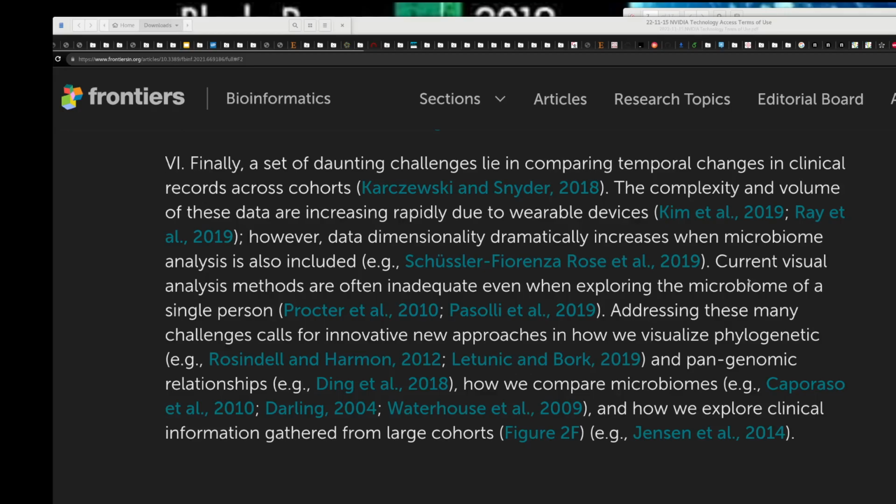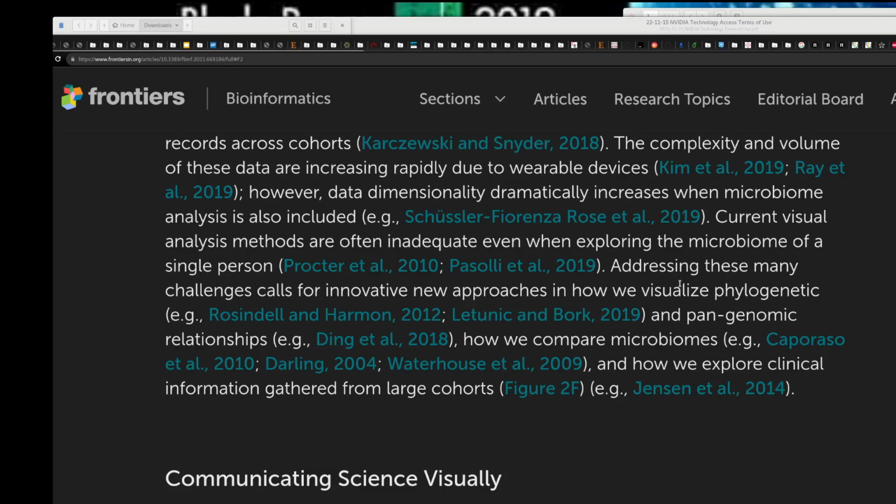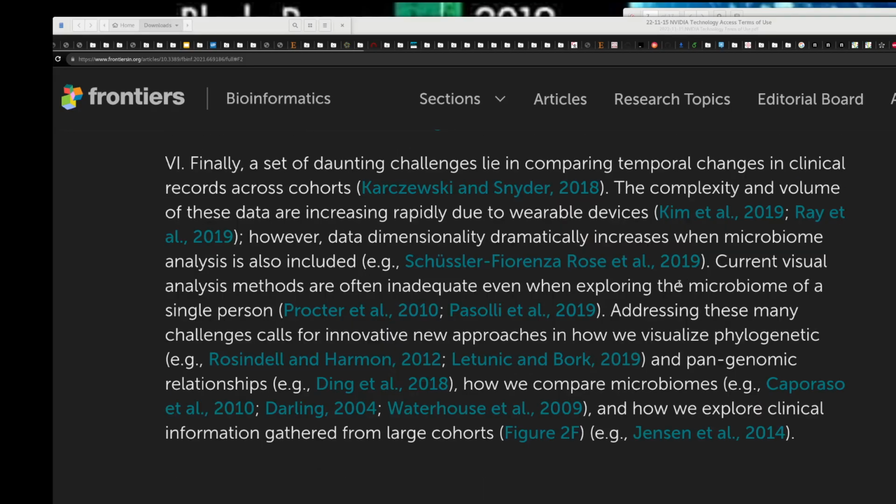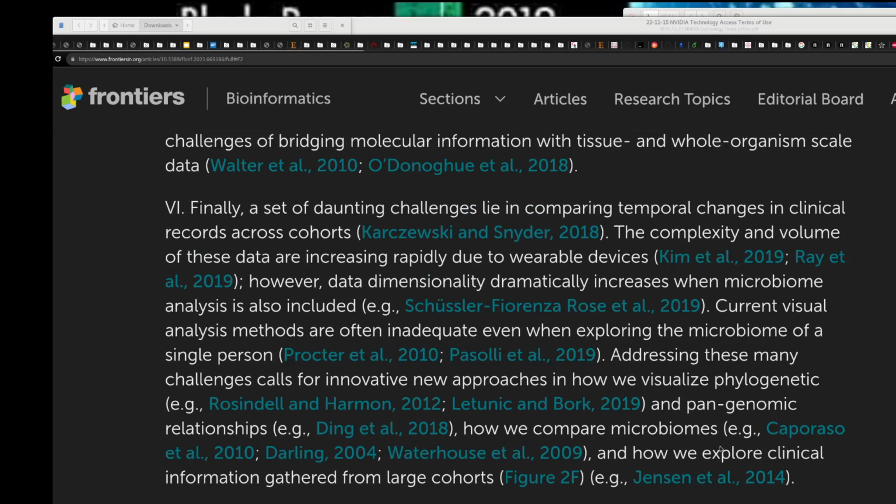Addressing these many challenges calls for innovative new approaches in how we visualize phylogenetic, for example Rosendahl and Harmon 2012, Letunik and Bork 2019, and pangenomic relationships, for example Ding et al. 2018, how we compare microbiomes, for example Caparaso et al. 2010, Darling 2004, Waterhouse et al. 2009, and how we explore clinical information gathered from large cohorts, Figure 2F, for example Jensen et al. 2014.